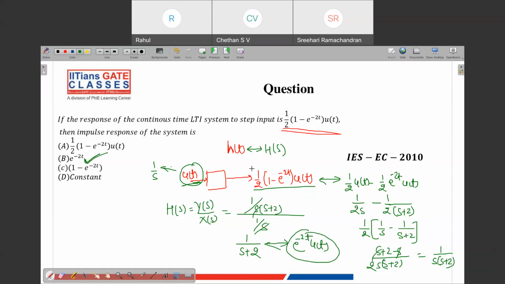Sir, I have a doubt. Actually, in the question we got the step input response. So if we differentiate the step response, then we will get the impulse response directly, or not? Yes, yeah, when you differentiate it you will get the same answer. Whenever the step response is given, you can differentiate it and you will get the impulse response. Yeah, correct. Okay, thank you.